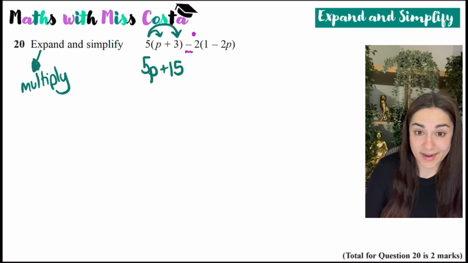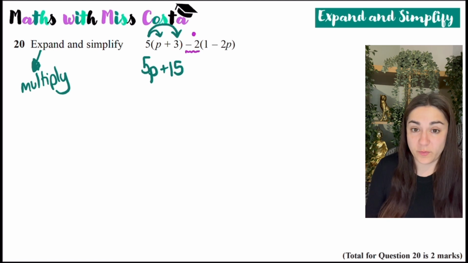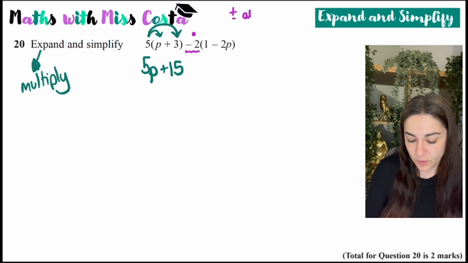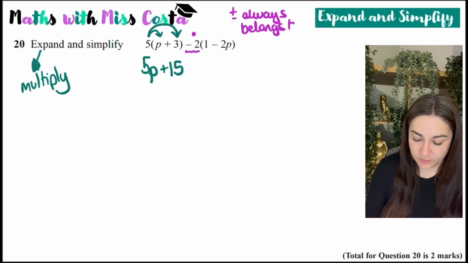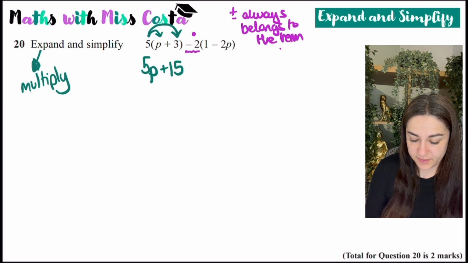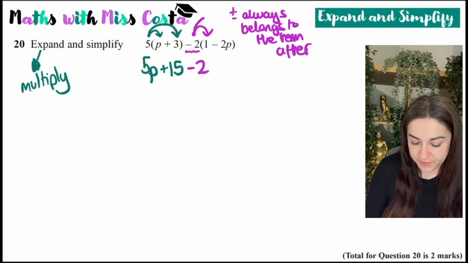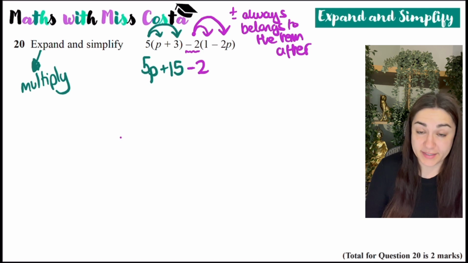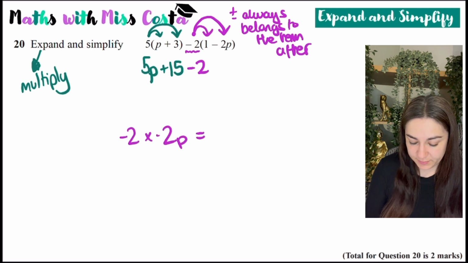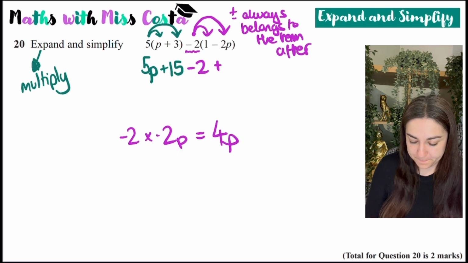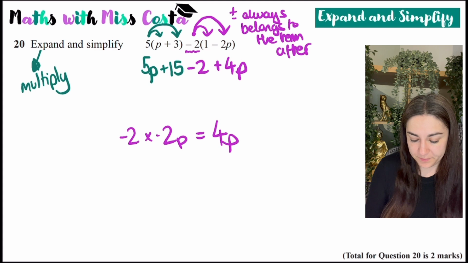So then we've got -2, and this is the bit that people often get wrong because they ignore the negative. Remember, the positive or the negative sign always belongs to the term after it. Therefore, it's -2 I'm multiplying. So I do -2 times 1, which is -2, and I do -2 times -2p, and a negative times a negative is a positive, so that would give me positive 4p.